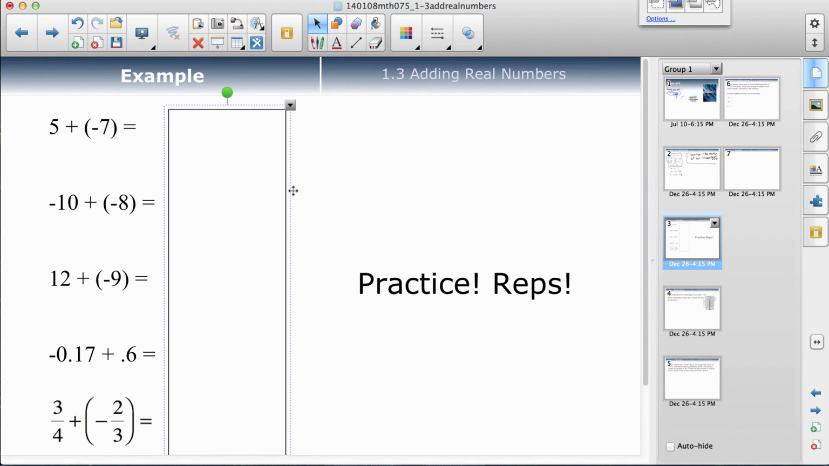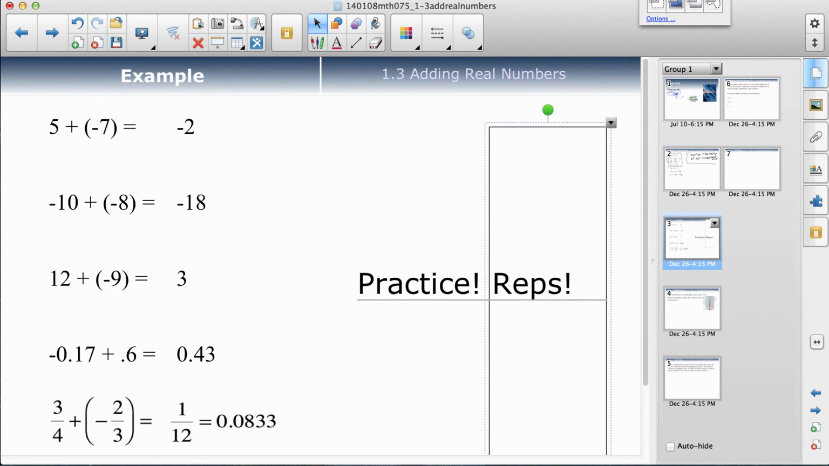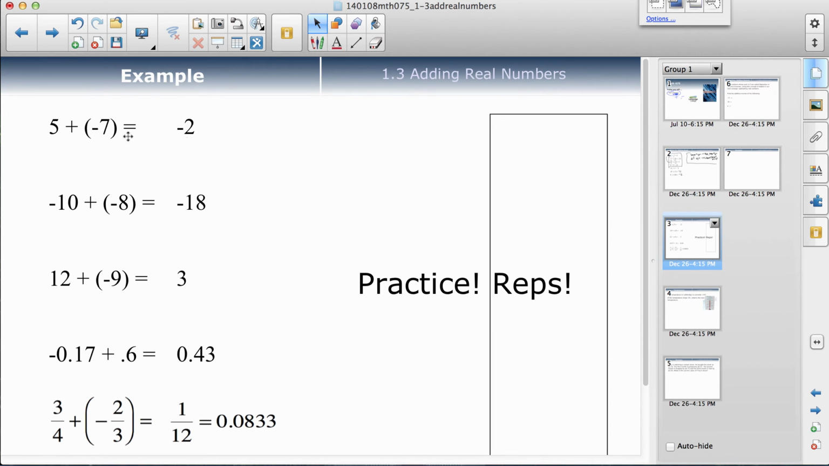Okay, hopefully you've pressed play. Let me move this over. Maybe I'll just throw it right there, it's fine. Hopefully you got it right.